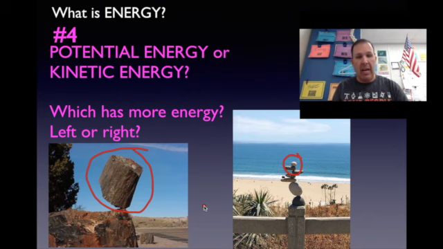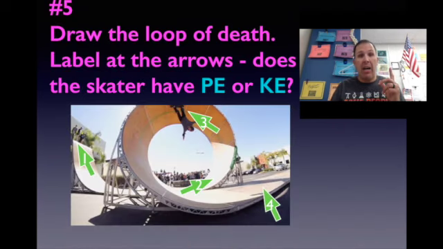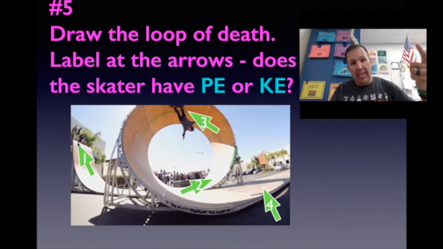Okay. And one more. I want you to just do a quick sketch of this loop of death, right? Back to Tony Hawk. Label the arrows. There's 4 arrows. At each point, what does the skater have? Potential energy or kinetic energy? So when he's standing at the top of the ramp, getting ready, does he have potential or kinetic energy? Now he skates down the ramp and he's just about to hit the loop. Number 2, right there, label potential or kinetic energy.